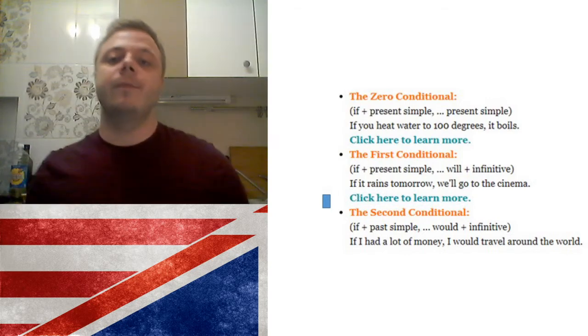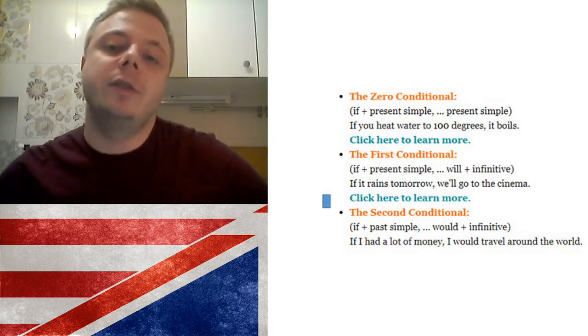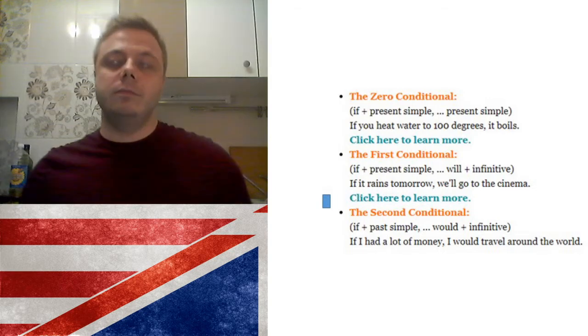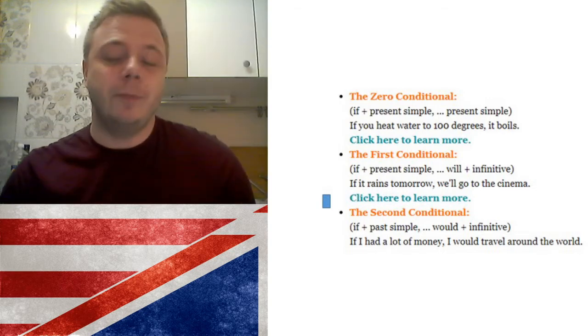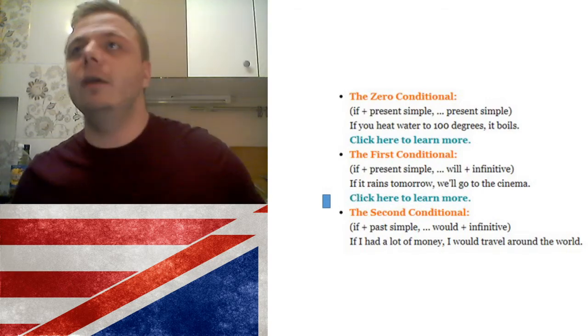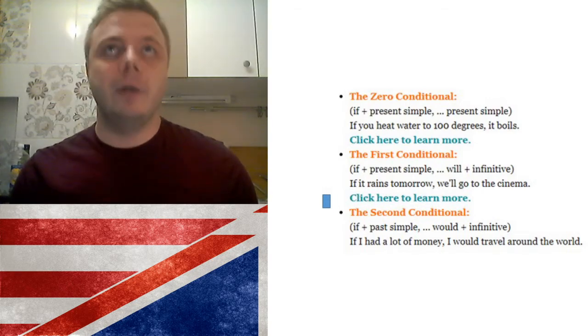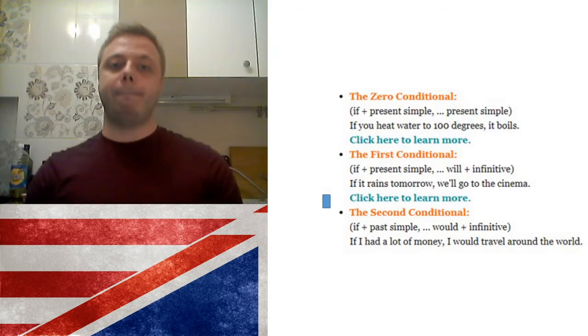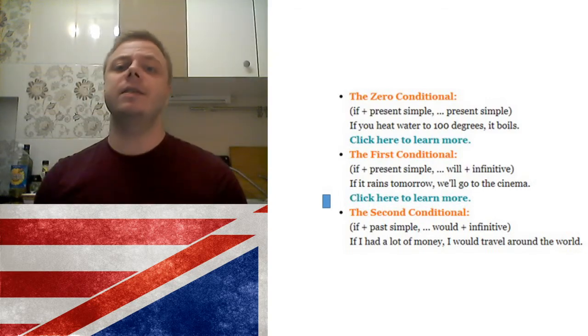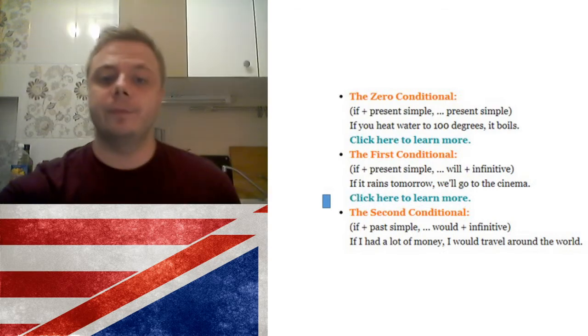So we may say, if I were rich, I would travel the world. If she were rich, she would go to Japan. If he were rich, he would go to America. Or if it were summer now, it would be really hot. So this is the second conditional.